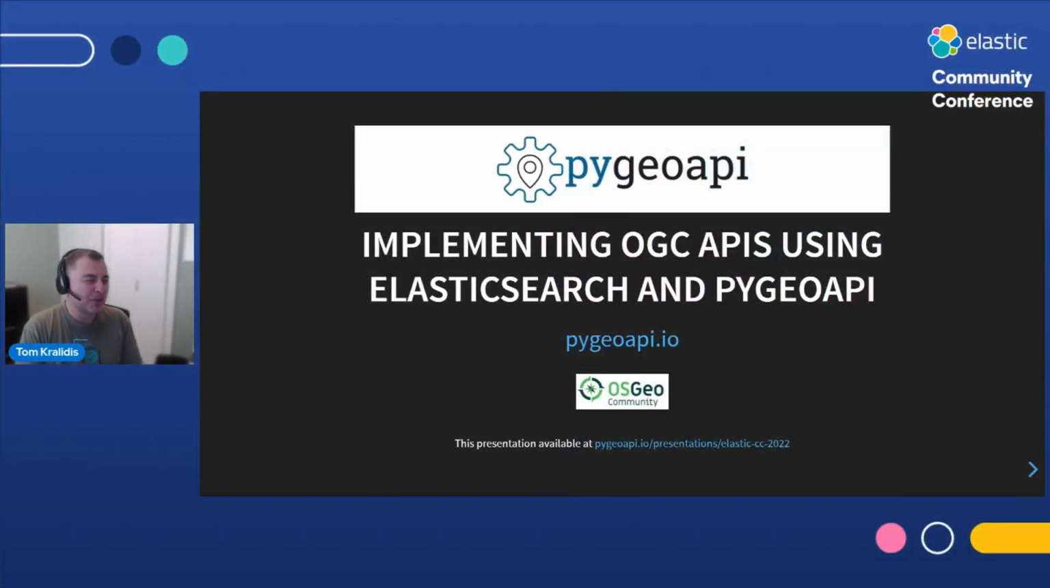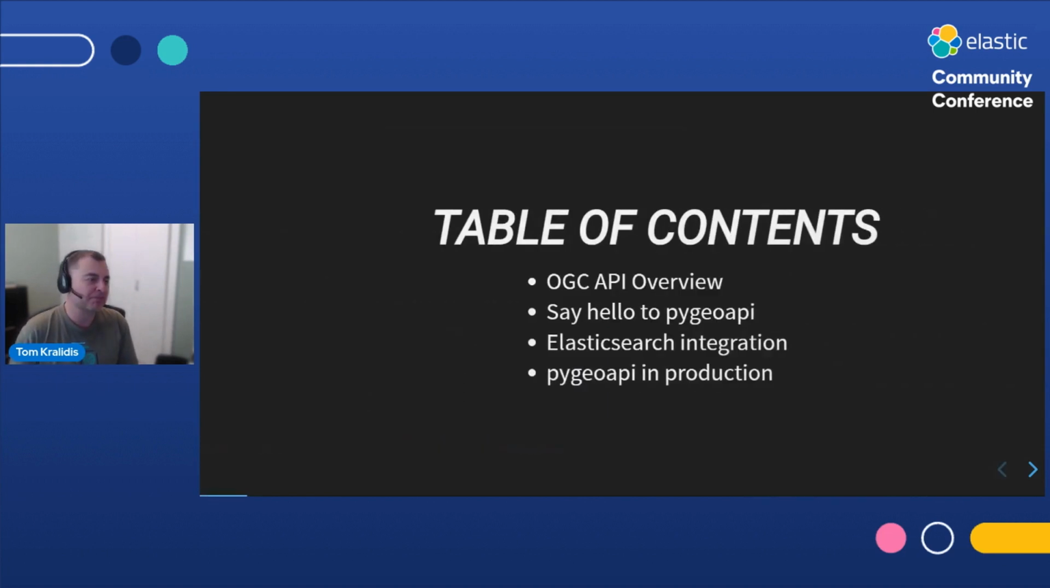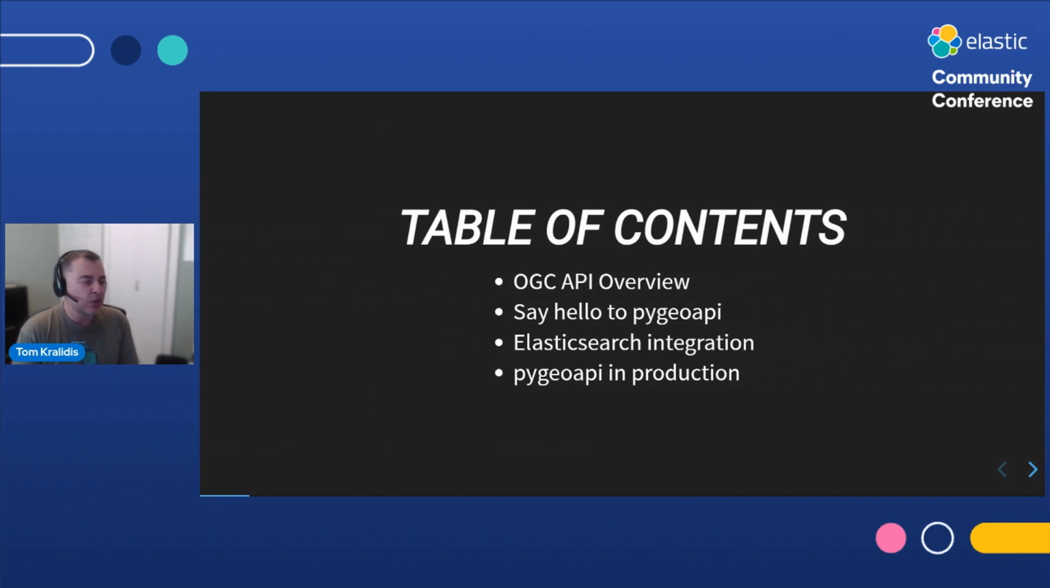Hi everyone, I'm Tom Kralidis, and today I'll be talking about implementing OGC APIs using Elasticsearch and pygeoapi. Today I'll give you an overview on some of the OGC API efforts, as well as a 30,000-foot view into the pygeoapi project. I'll also talk about how we integrated Elasticsearch into a pygeoapi dedicated backend. And finally, I'll also give an example of how we're using this integration in production.